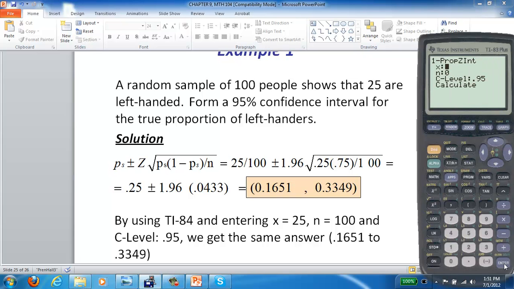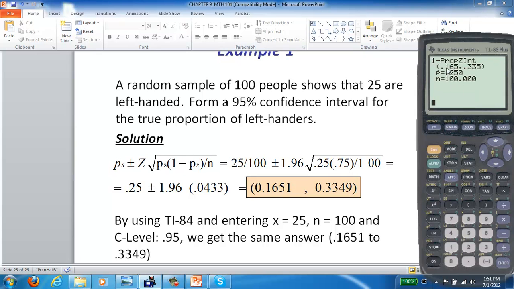Click Enter. Now X is going to be the number of successes, in this case 25, and then the N is the sample size. We have a sample of 100. And then the confidence level. So for the proportion, what you need is the X, which is the number of successes, the N, the sample size, and then the appropriate confidence level, which is 0.95 in this case, which is the most common. And then you click Calculate.